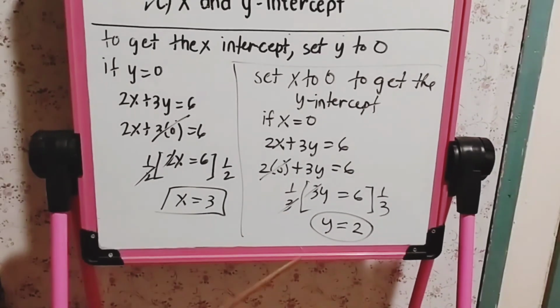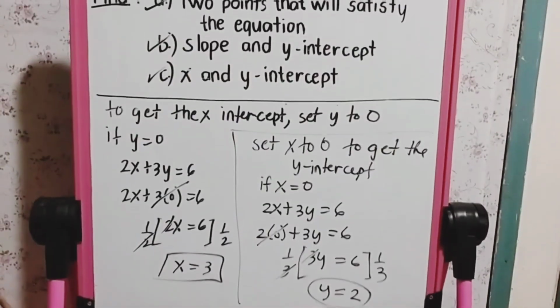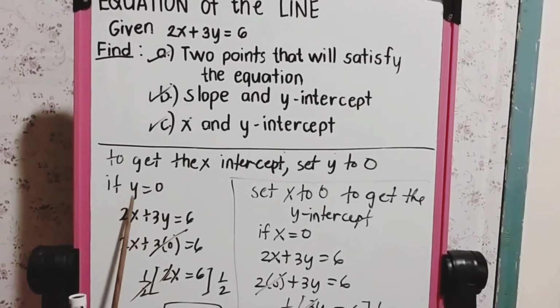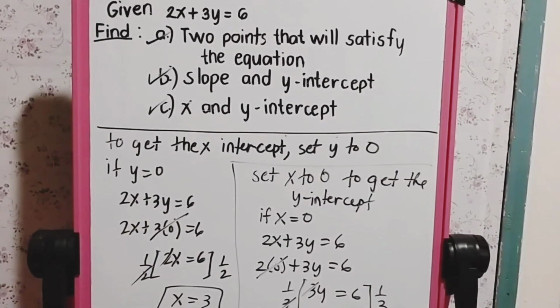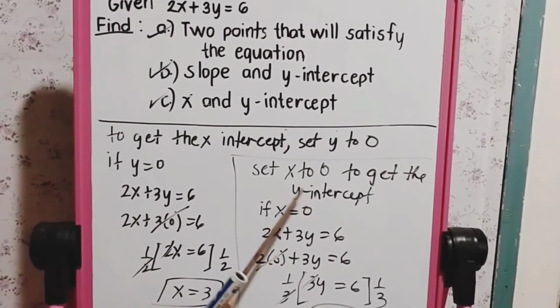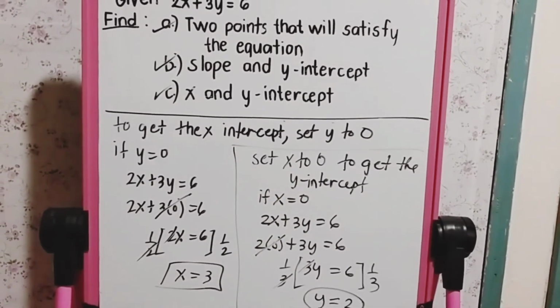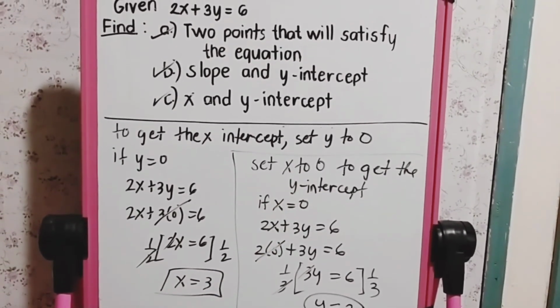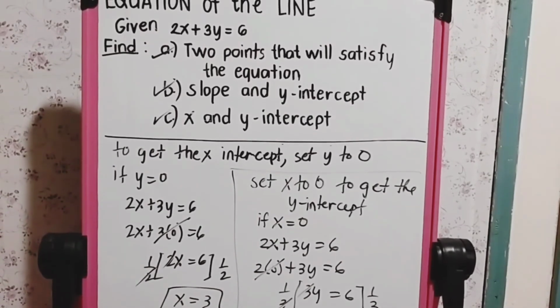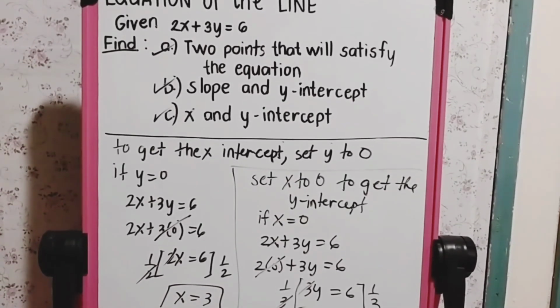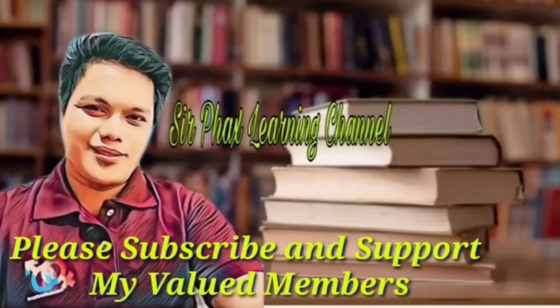So, remember, to get the x-intercept, gagawin mo lang 0 yung y. At para makuha mo naman ng y-intercept, gawin mo ring 0 yung x. Then, solve for the value of the variable. Okay, that's it.